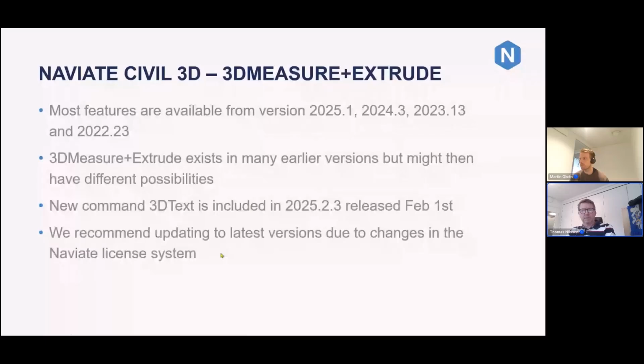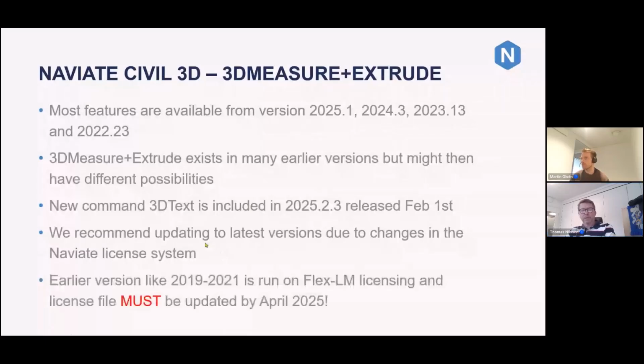If you are on earlier versions, 2019 to 2021, you will have to make sure you have a Flex LM licensing. And the license file must be updated by April 2025. Must. Unless you're on single, then you're good. But if you're on multi-user, you must update that file.